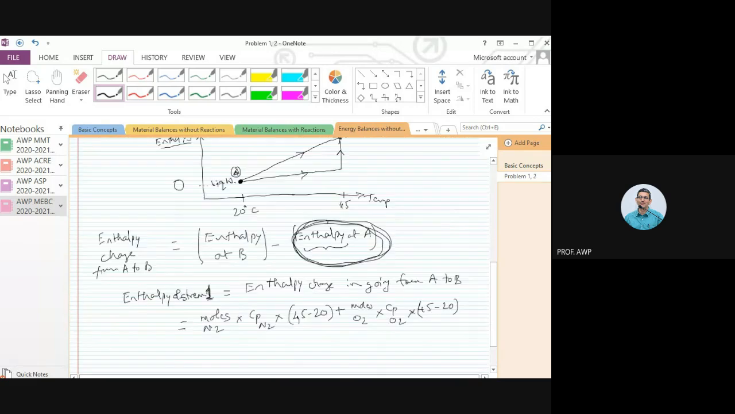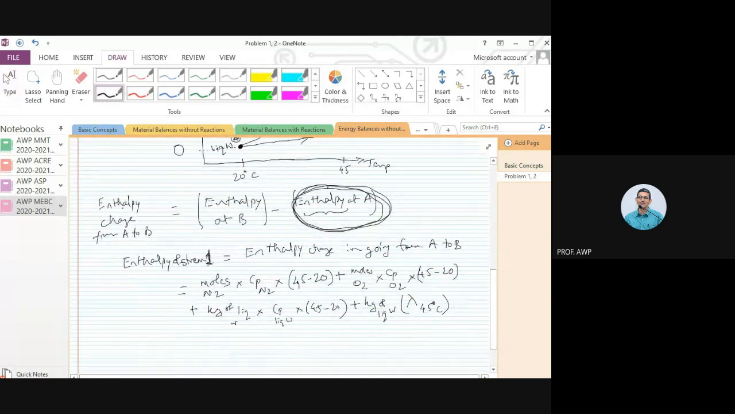Right? So then kgs of liquid water into Cp of liquid water into 45 minus 20 plus kgs of liquid water into latent heat at 45 degrees centigrade. Do you agree with this? This would be the enthalpy of stream number 1. Do we agree with this? Anybody has any doubts?